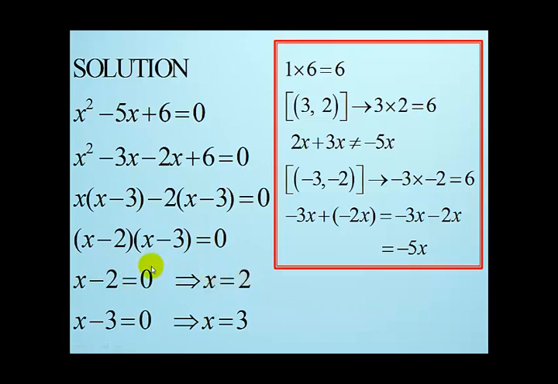Also, when we equate x - 3 to 0, we have x - 3 = 0. And solving for x, minus 3 on the left hand side becomes plus 3 on the right hand side. And this implies that x is equal to 3. Hence the values of x for which the quadratic equation x² - 5x + 6 = 0 are x = 2 and x = 3.